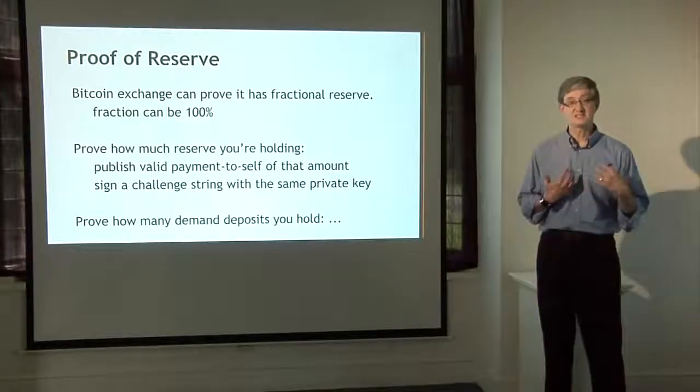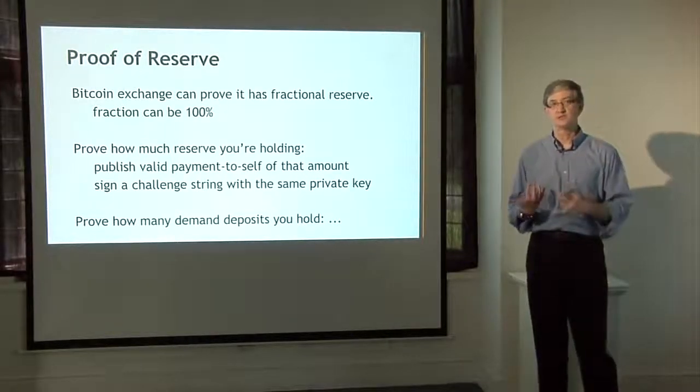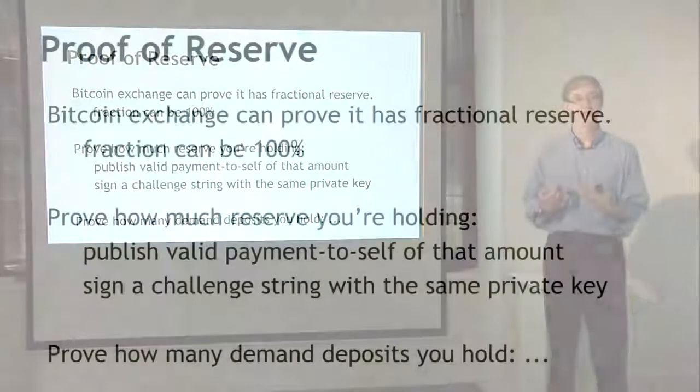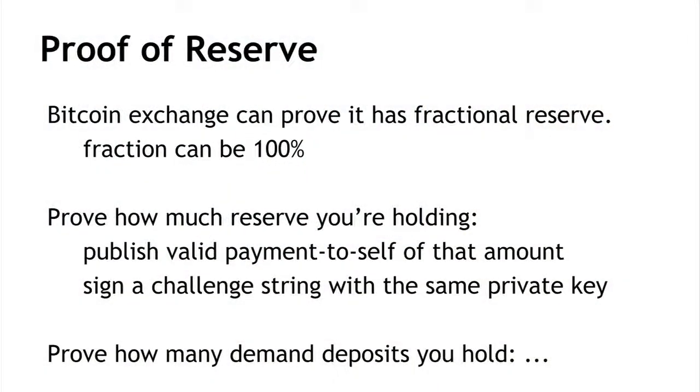Now, strictly speaking, that's not a proof that the party who's claiming to own the reserve owns it. All this proves is that whoever does own that 100,000 Bitcoins is willing to cooperate in this process. But nonetheless, this looks something like a proof that somebody controls or knows someone who controls the given amount of money. So the first piece is to prove how much reserve you have.